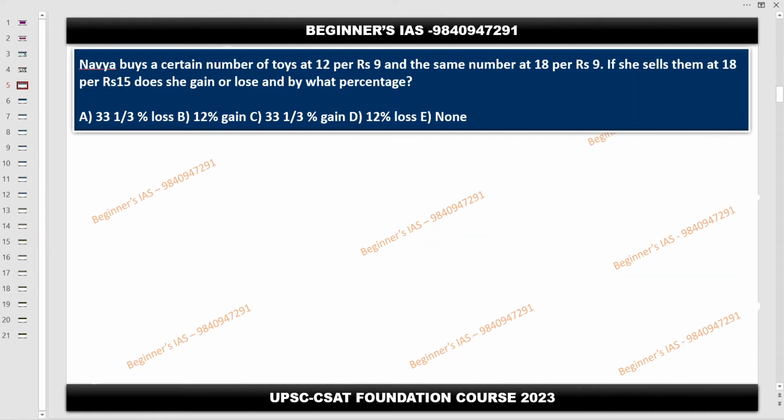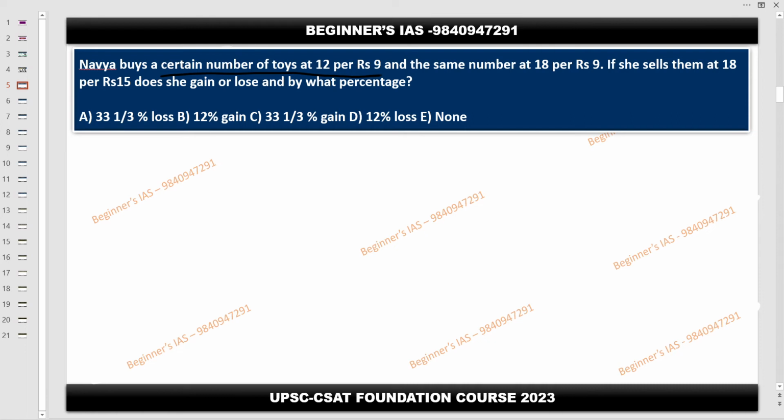So Navya buys a certain number of toys at 12 for 9. Okay, but you don't know that certain number of toys here, whether 100 toys or whatever. Say you are going to the market, you are buying chairs. Let us take the chair. What you are doing is you are paying 9 rupees for every 12 chairs. So that is the question here.